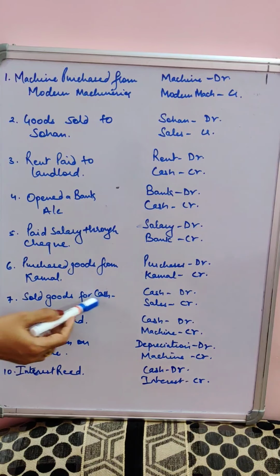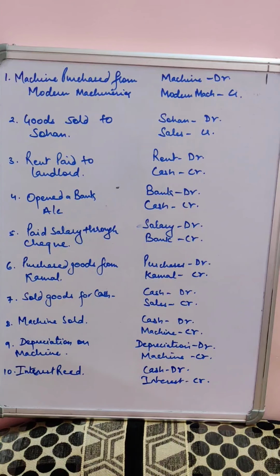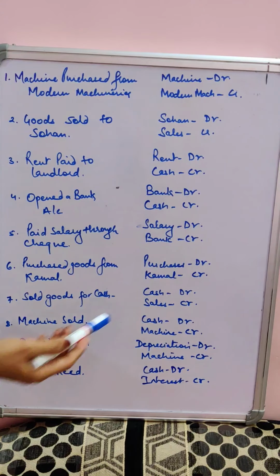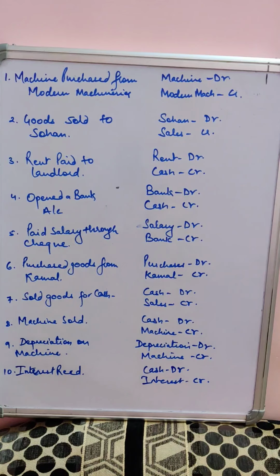Next, sold goods for cash. Two things we have, one is asset, another is sales. Sales will be part of your revenue and cash will be part of your asset. The rule for asset says that increase in asset is debited. Obviously when you are selling for cash, your cash will increase, that means asset is increasing. Sales, again revenue is increasing, that's why any increase in revenue will be credited. That rule we already discussed.